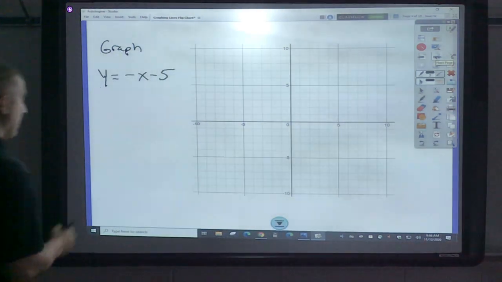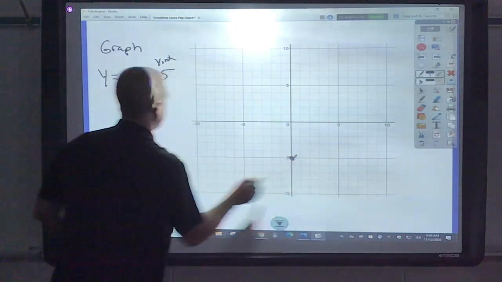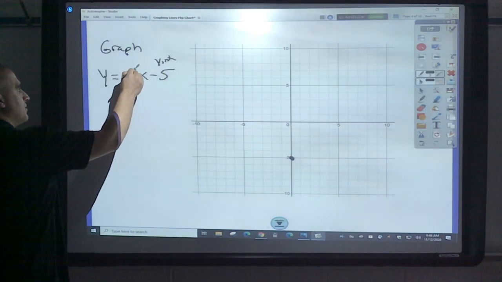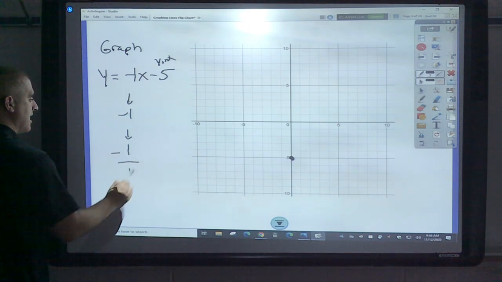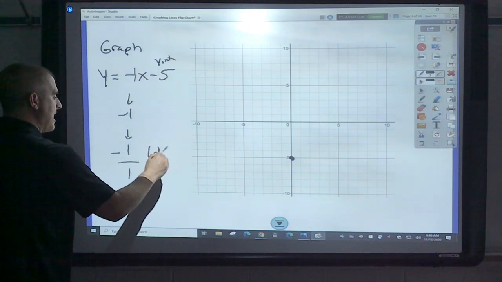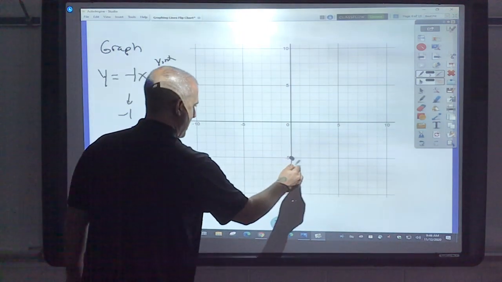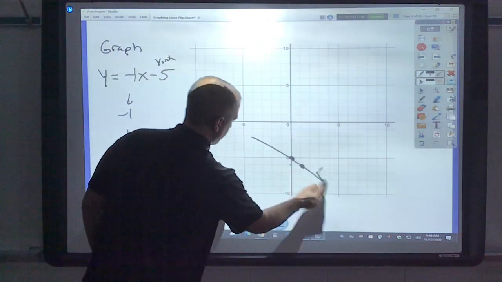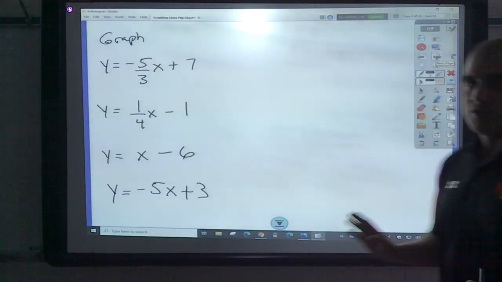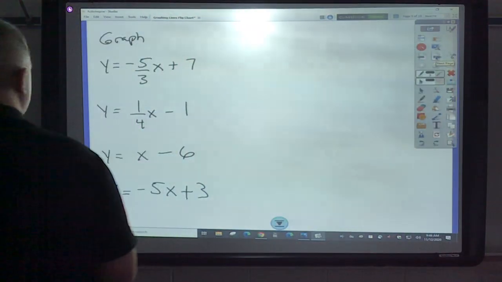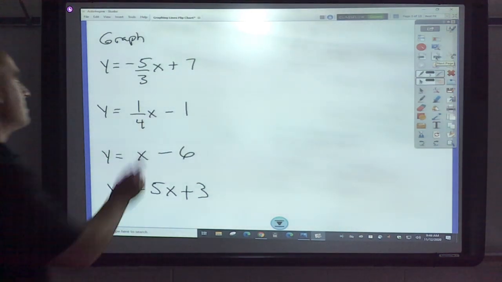This one, my y-intercept would be -5. Okay, now what number's in front here? -1. What would -1 be as a fraction? -1 over 1. So that means 1 down, 1 right from the y-intercept. 1 down, 1 right. Boom. Make my line. Okay? So what I would like you guys to do is pause your video and go ahead and graph these. Okay? Go ahead and unpause.